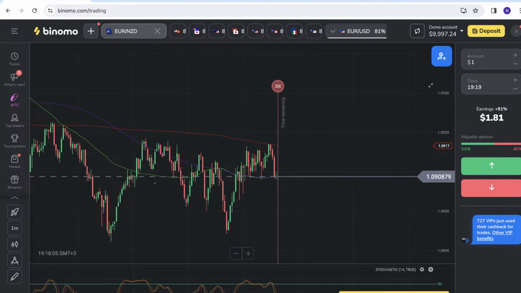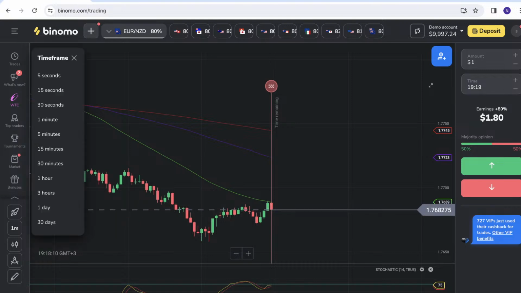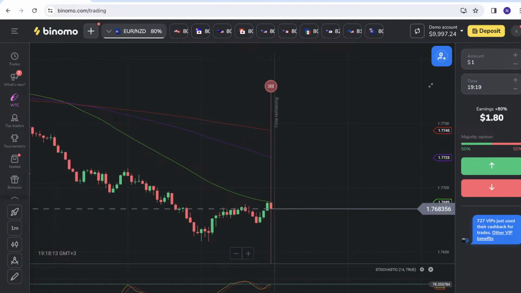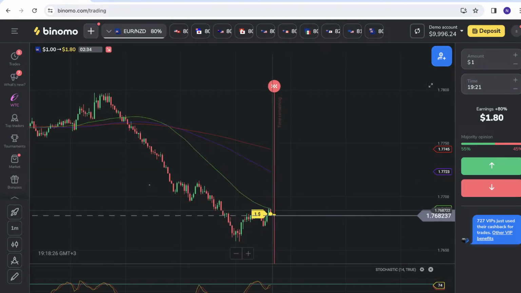Okay, let's try to find signals in high time frames. Also 1 minute here, but we don't get additional signals from stochastic. But just for example, we can try to open a down trade because price is testing the 50 period simple moving average. Just for a test, we can open a trade and wait to see what the result will be.